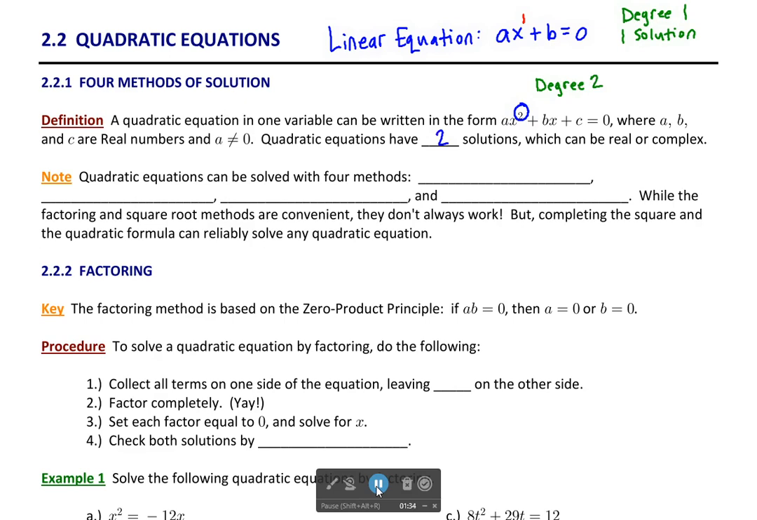Quadratic equations can be solved with 4 different methods. They can be solved by factoring, by the square root method, by a process called completing the square, and by the quadratic formula.